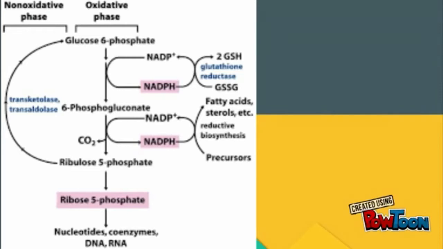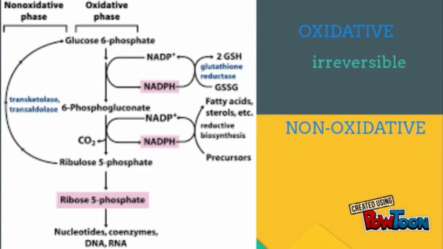Pentose phosphate pathway comprises two branches, oxidative and non-oxidative. Reactions in the oxidative branch are irreversible, whereas reactions in the non-oxidative branch are fully reversible. The oxidative branch primarily depends on glucose 6-phosphate dehydrogenase, whereas transaldolase is the rate-limiting enzyme for the non-oxidative branch.